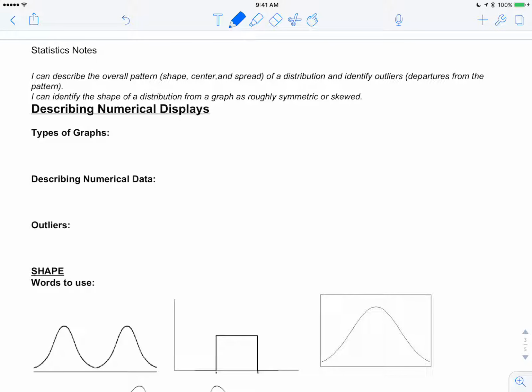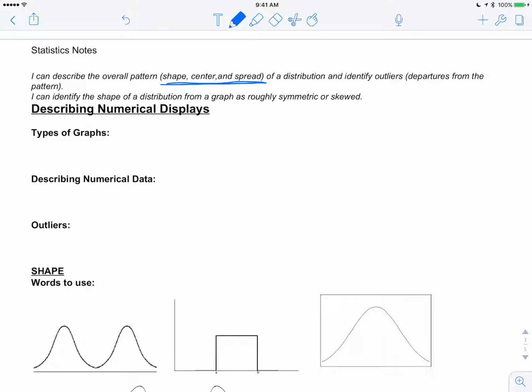All right. Moving on. A couple more I can statements. I can describe the overall pattern, that's shape, center, and spread of a distribution, and identify outliers or departures from the pattern. Shape, center, spread is going to be a big question that's asked every time you look at a graph in statistics. And it's not just for this chapter, it's going to be for the entire year. You're going to be saying it in your sleep.